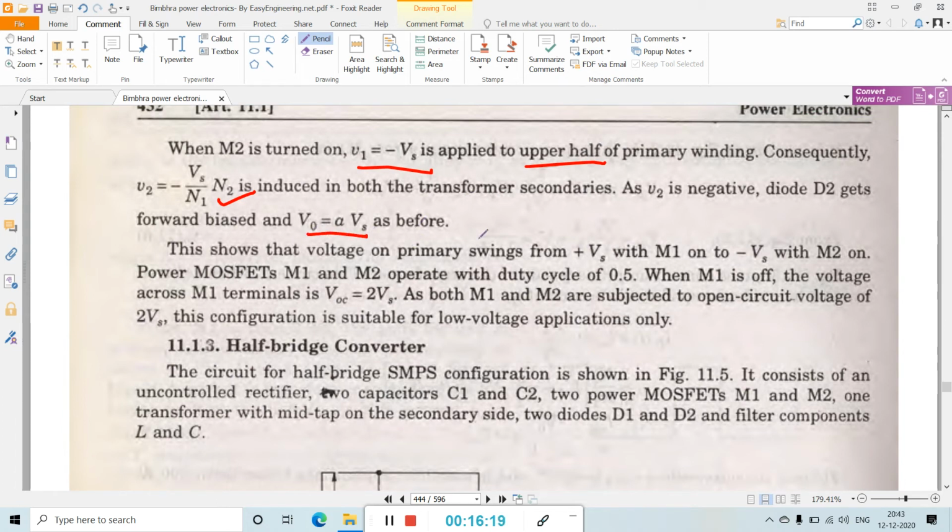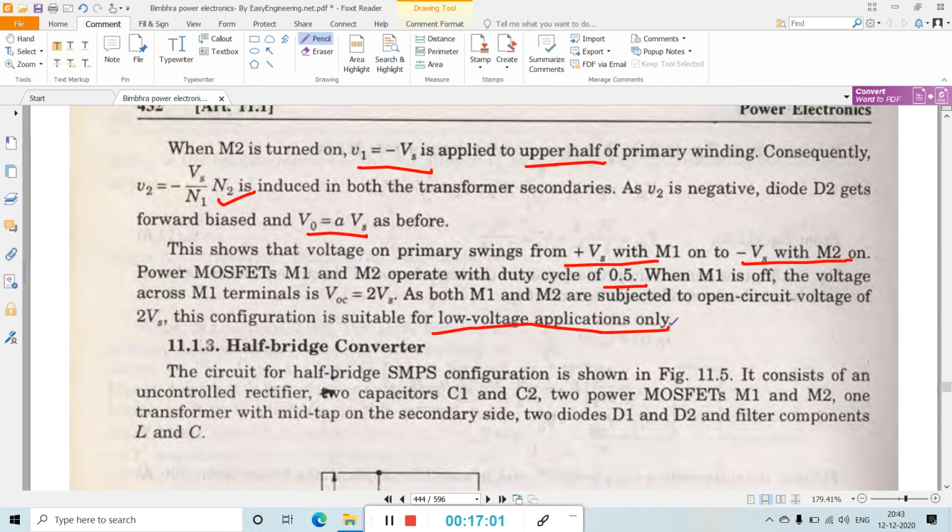This shows that the voltage on the primary swings from plus Vs with M1 on to minus Vs with M2 on. So power MOSFETs M1 and M2 operate with duty cycle 0.5. When M1 is off, the voltage across the M1 terminals is 2Vs, the open circuit voltage. As both M1 and M2 are subject to an open circuit voltage of 2Vs, this push-pull configuration of SMPS is suitable for low voltage applications only.